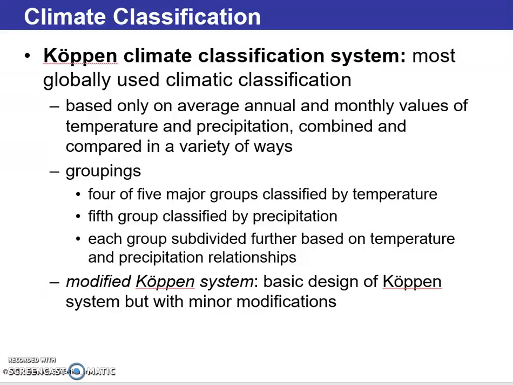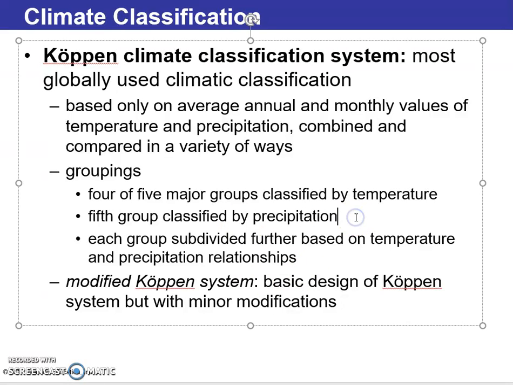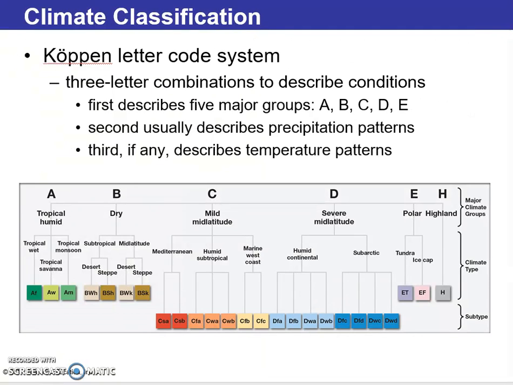So, Köppen climate classification system is most globally used based on average annual and monthly values of temperature and precipitation. Kind of makes sense. We have groupings into 4 or 5 categories. The fifth group, as we notice here, is classified by precipitation. And each group is subdivided further based on temperature and precipitation relationship. So, pretty objective classification system.